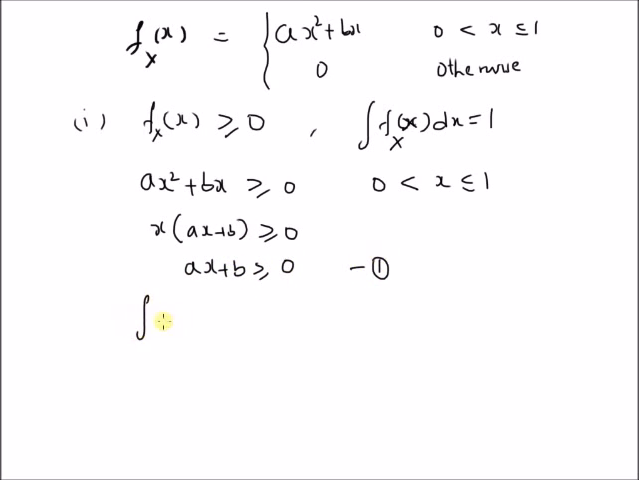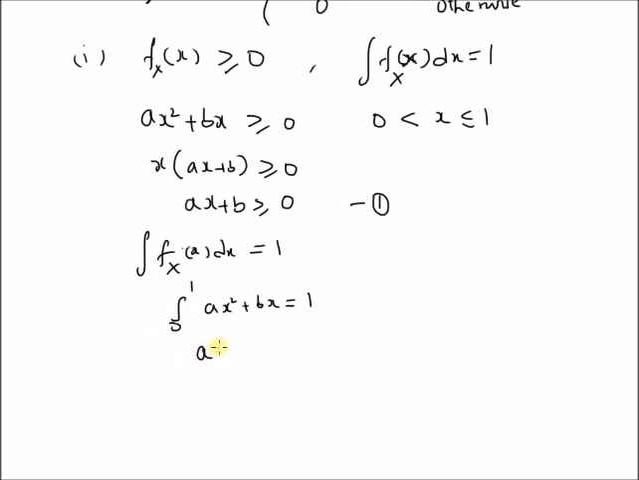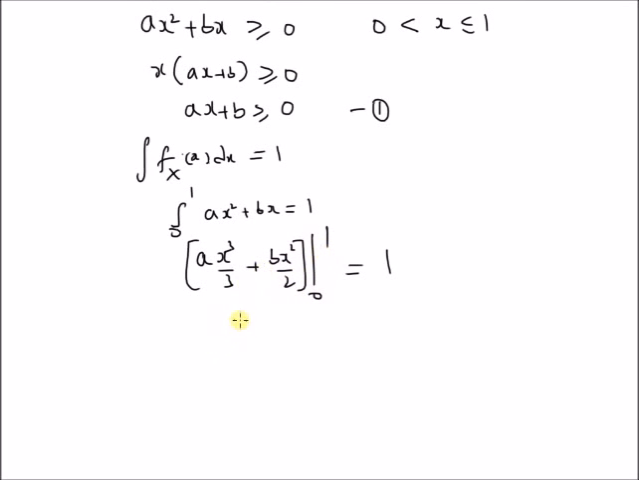The second condition is the integral of f_X(x) dx is equal to 1. That is, area under the function is equal to 1. So by using the definition, we have the integral from 0 to 1 of ax square plus bx is equal to 1. By continuing with the integration, we have ax cube by 3 plus bx square by 2, with limits 0 and 1. This should be equal to 1. So by inserting the limits, we have a by 3 plus b by 2 is equal to 1, which implies that the condition is 2a plus 3b is equal to 6.